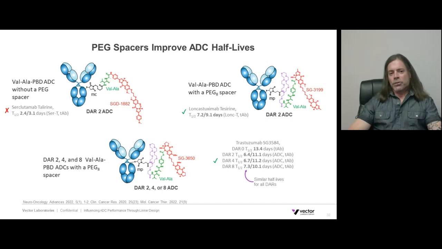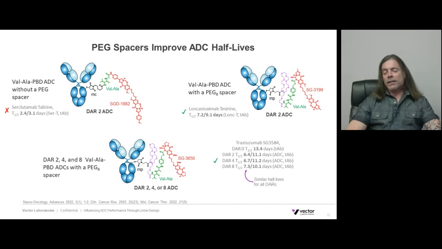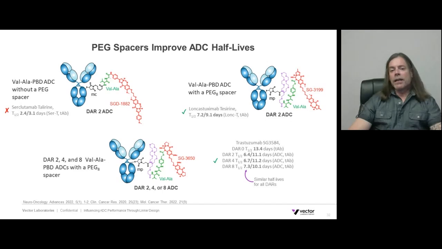The example on the bottom shows the effect of an increasing DAR on ADC's half-life. And here we have some DAR 2, 4, and 8 Val-Ala PBD ADCs, again with that PEG spacer in there. In this case, we do know the half-life of the unconjugated antibody is 13.4 days. And then beneath that, I show the half-lives of the DAR 2, DAR 4, and DAR 8 ADCs. And what we see is that even though there is a decrease relative to the naked antibody, it's not completely surprising, we can see that there is no dependence on DAR. The ADCs have the same half-lives for DAR 2, 4, and 8. So this is an example where PEG spacers can help you improve the half-lives of your ADCs.